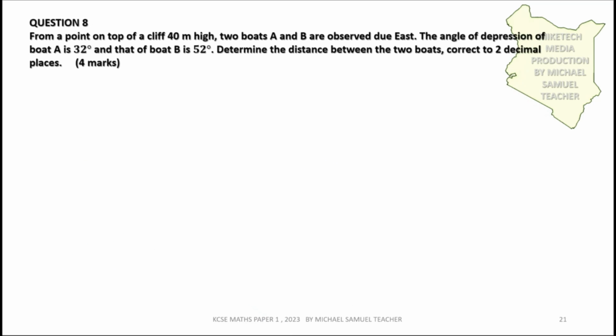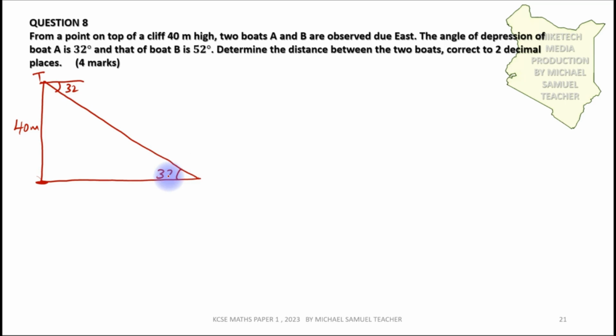So the first thing we need to start, let us draw the sketch to show the position of the boats and also the cliff. So if this is a cliff and which is 40 meters high, is the top of the cliff and you have the foot of the cliff. So the boats are due east, so this direction. So the angle of depression of A is 32. So from the top of the cliff, this is normally the angle of depression 32, so it will be equal to the angle of elevation 32.